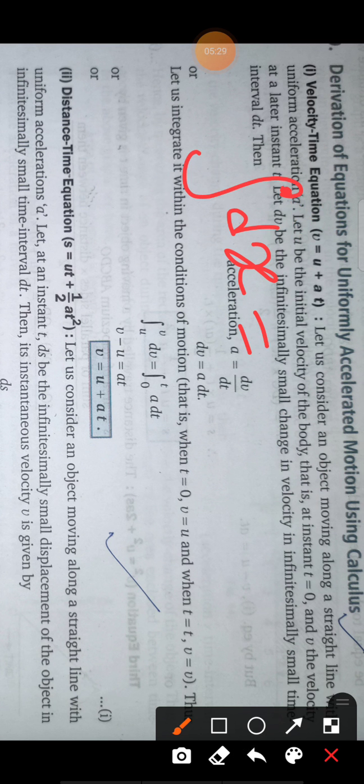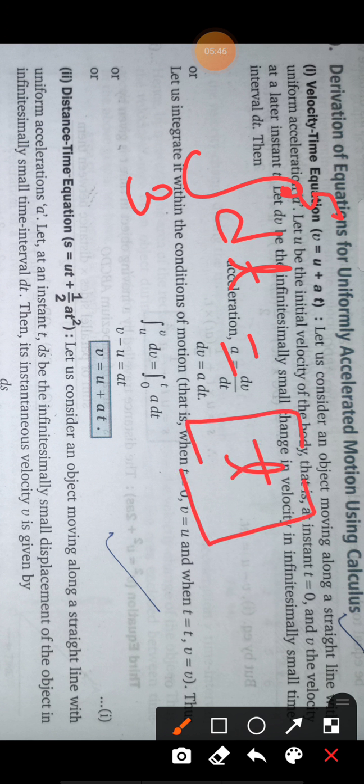Suppose integration is 2 to 5. So integration of dx is how much? X. Suppose we are integrating dt from 3 to 5. So integration of dt is how much?